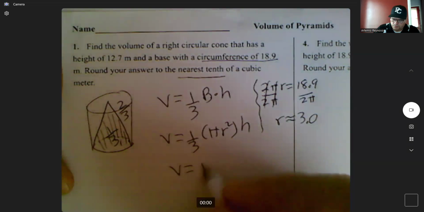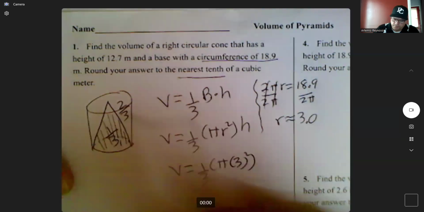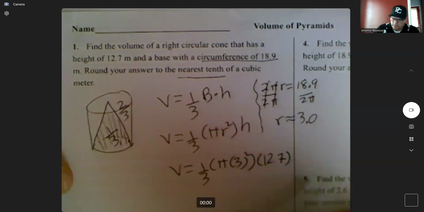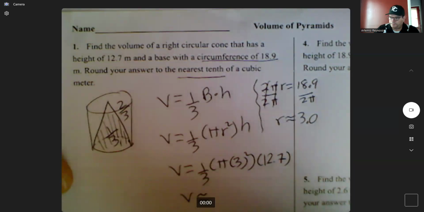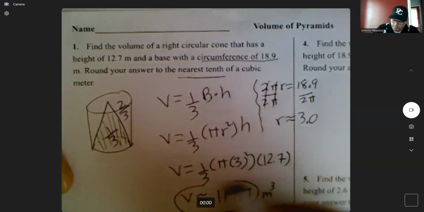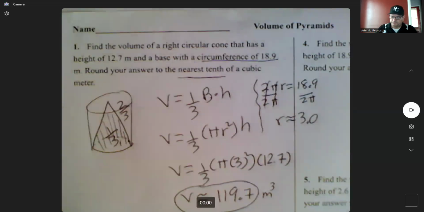Now I will substitute my r. So the volume equals 1/3 pi times r squared times the height, which is 12.7. The rest belongs to the calculator. After using the calculator, the answer is 119.7 meters cubed. Once again, on every cone or pyramid, we will need 1/3 of its prism, which means having the same base.